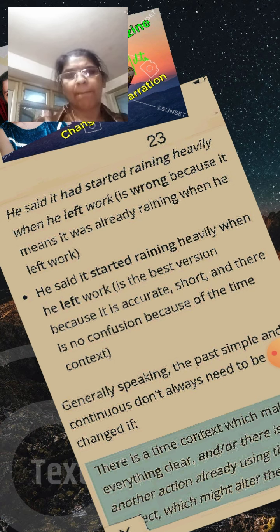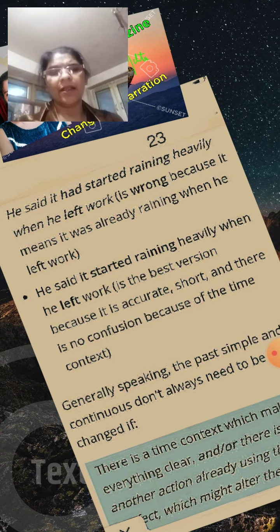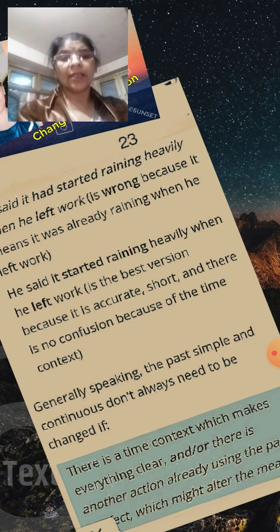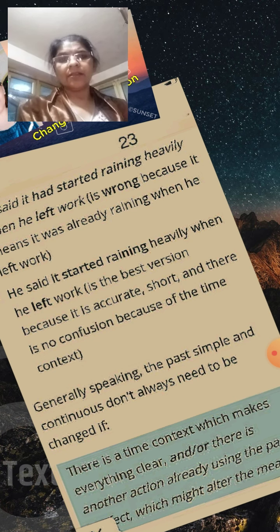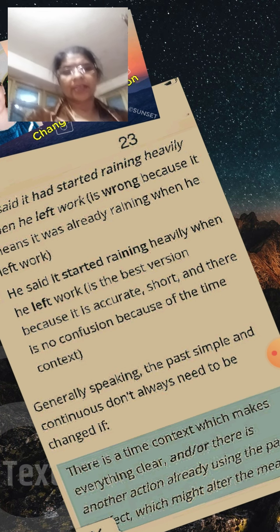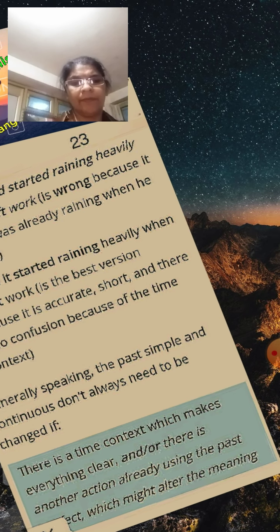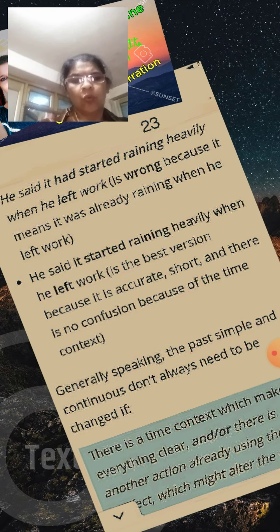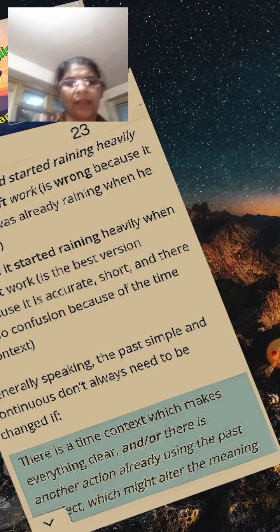Generally speaking, the past simple and continuous do not always need to be changed if there is a time context which makes everything clear, or there is another action already using the past perfect which might alter the meaning.